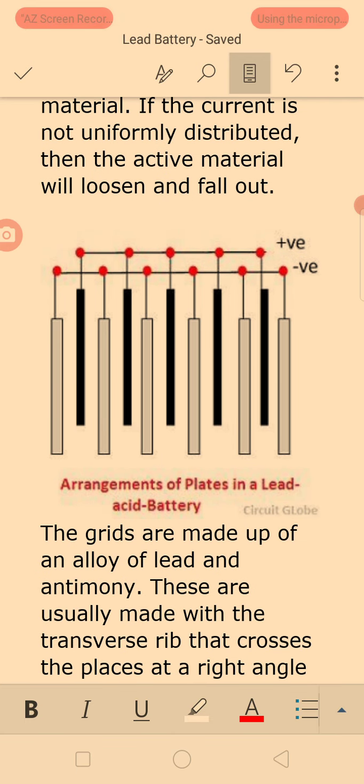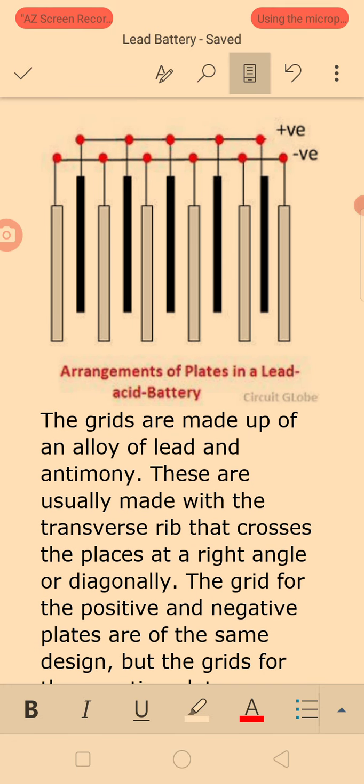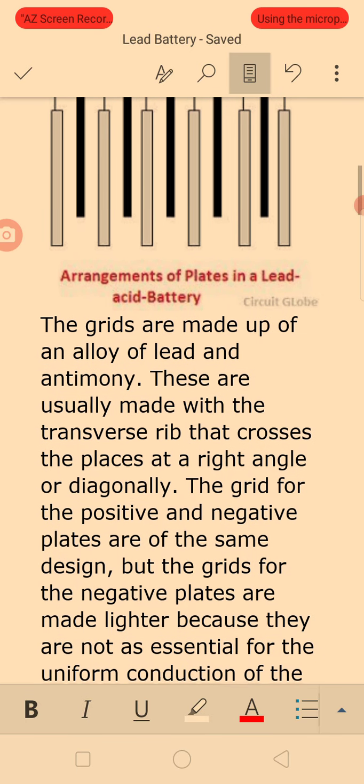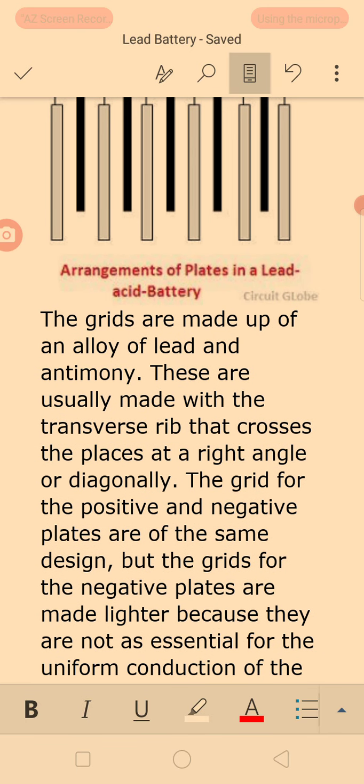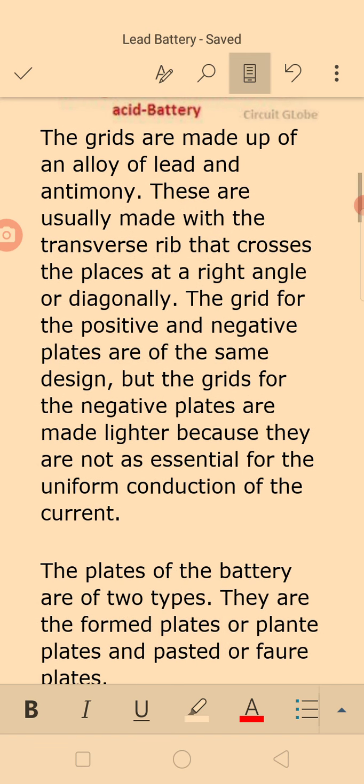Grids are made up of an alloy of lead and antimony. They are usually made with transverse ribs that cross the plate at right angles or diagonally. The grids for the positive and negative plates are of the same design, but the negative plates are made lighter in weight as compared with the positive plates.